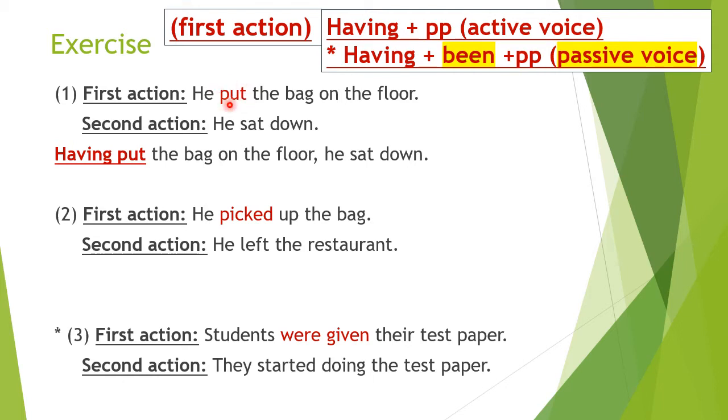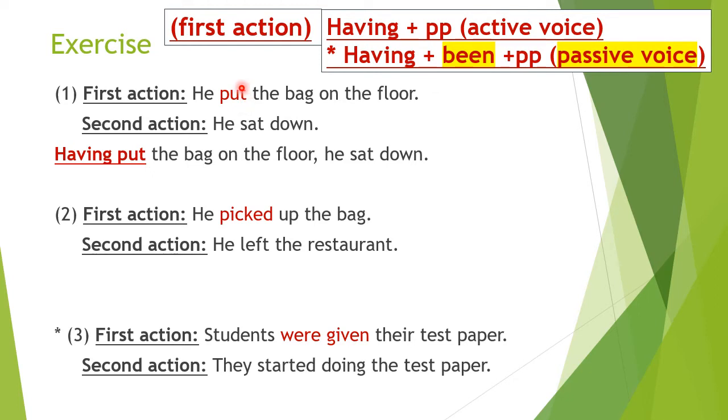You can say it always starts at the beginning with having plus pp. So you can see having put, having put the bag on the floor. This is the first action. He sat down. This is the second action. So in the exam, if you identify there are two actions, you try to identify what is the first action. Oh, he put down the bag is the first action. And then you need to identify the main verb.